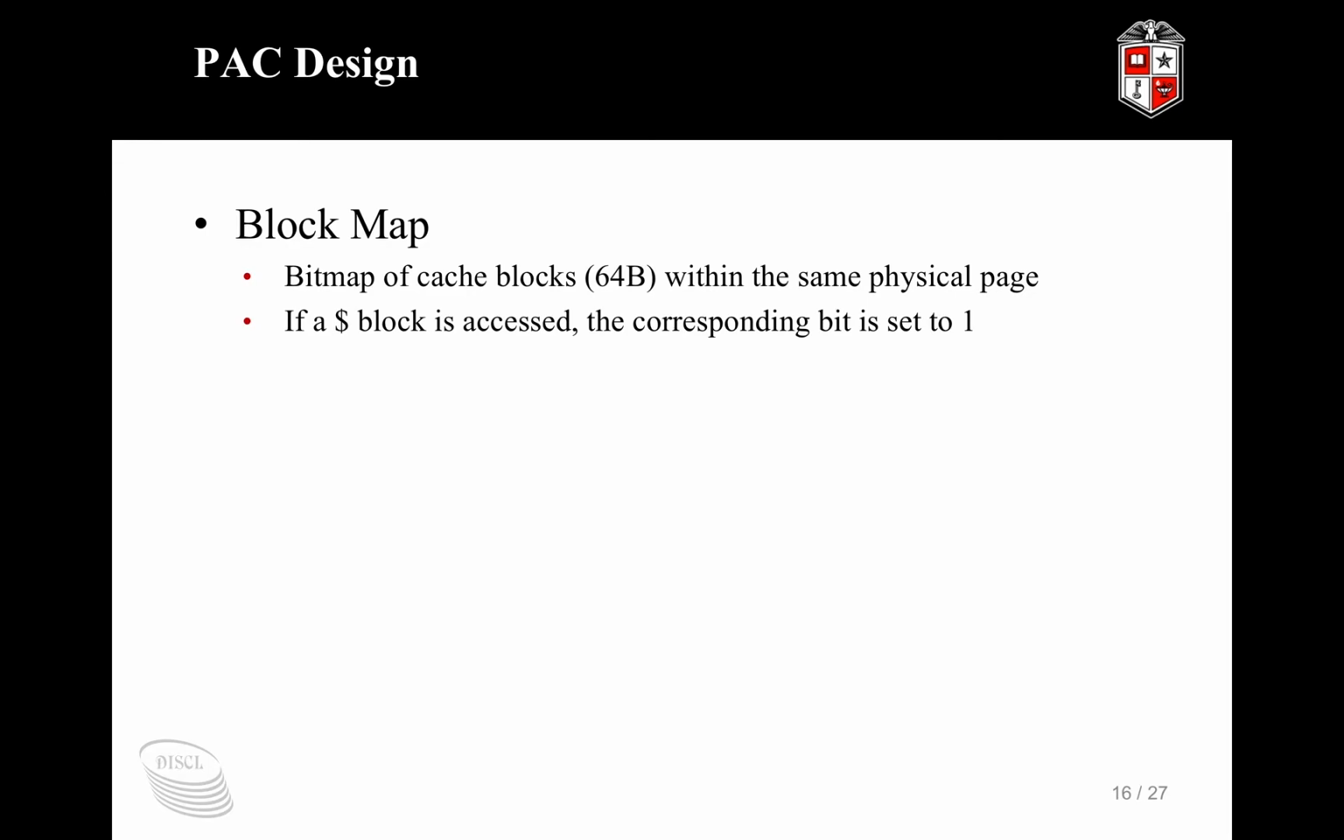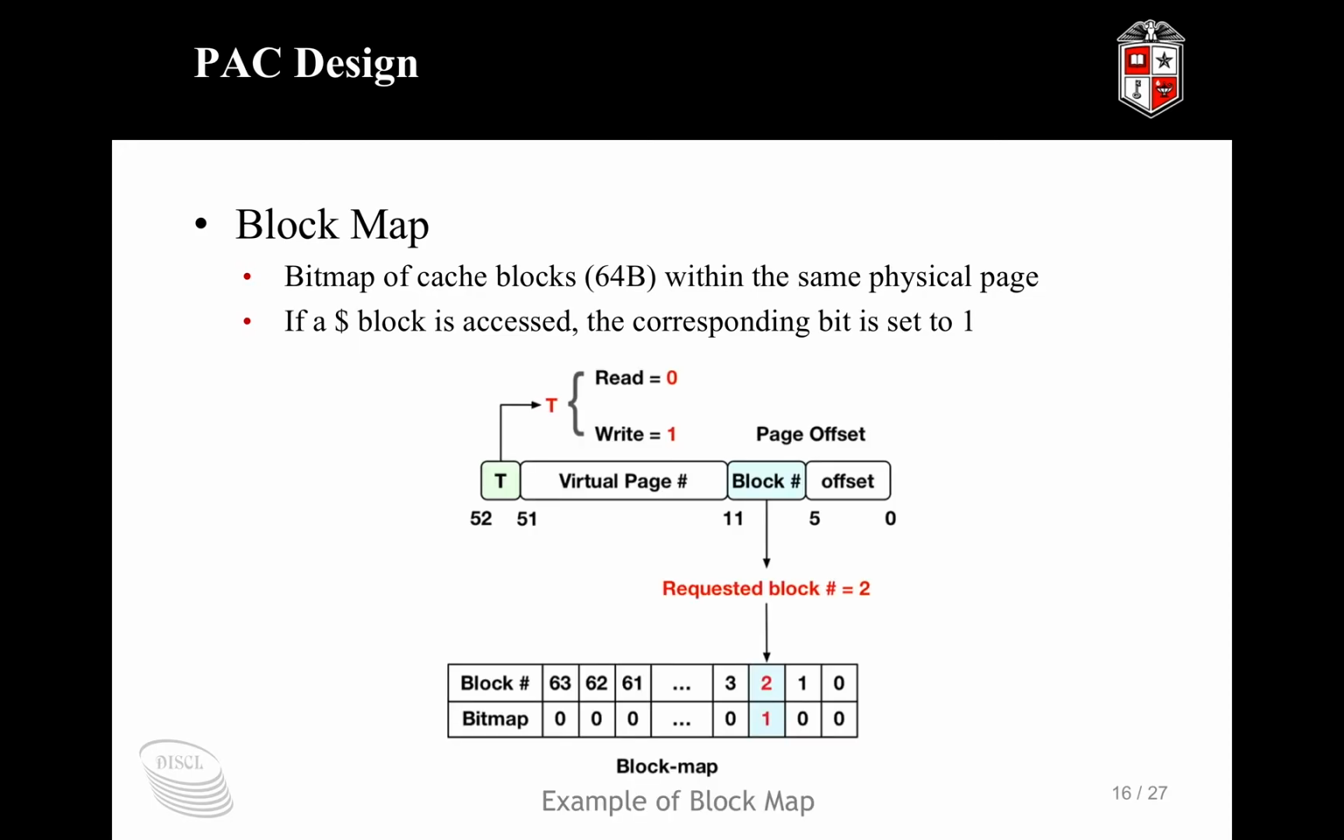So the block map is actually a bitmap of the cache blocks within the same physical page. If a cache block is accessed, then the corresponding bit is set to 1. Here's one of the examples. On the top of the figure is the common address of the memory requests. Besides the virtual pages and the type bit is the page offset. Now we partition the page offset into two segments. One is the cache block number, and the rest of the page offset will be the offset within the cache block, which usually remains unchanged. In this example, the request block number is equal to 2. Then we set the corresponding bit in the block map to 1, representing that this cache block has been referenced or requested by one of the requests that is currently buffered in the coalescing stream.